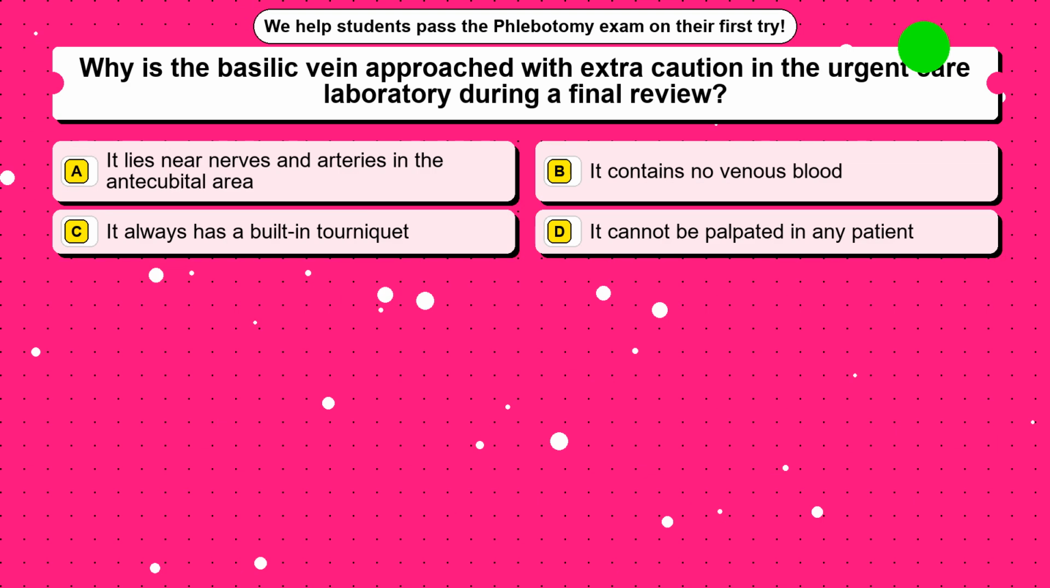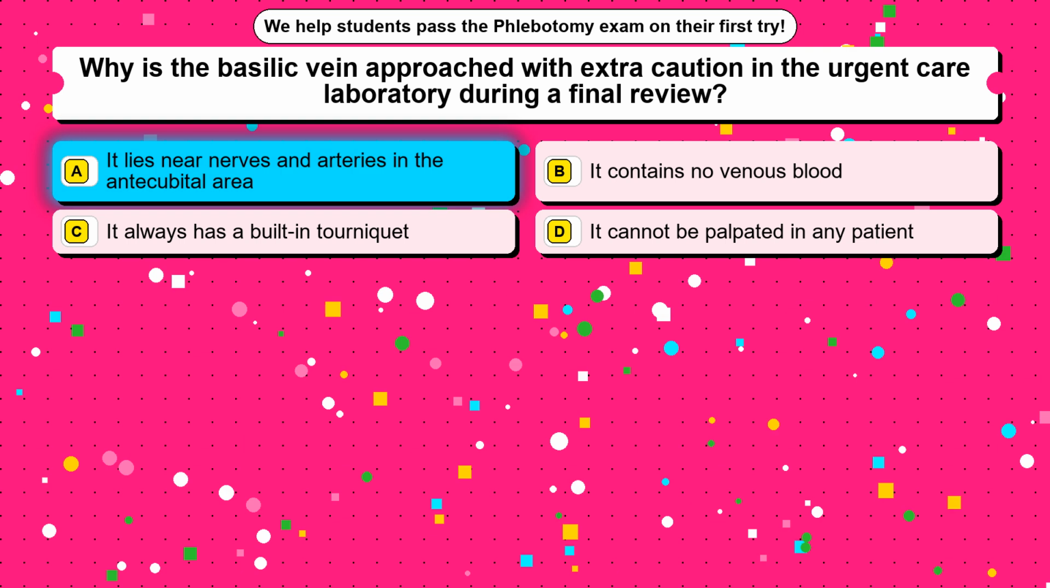Question 84. Why is the basilic vein approached with extra caution in the urgent care laboratory during a final review? Option A. It lies near nerves and arteries in the antecubital area. Option B. It contains no venous blood. Option C. It always has a built-in tourniquet. Option D. It cannot be palpated in any patient. The correct answer is option A.